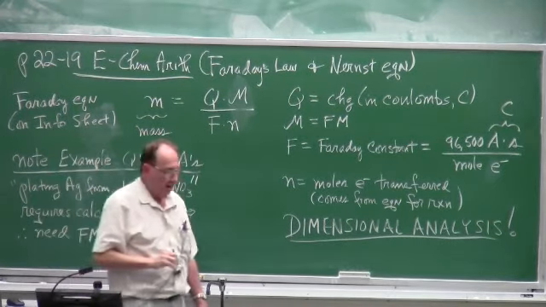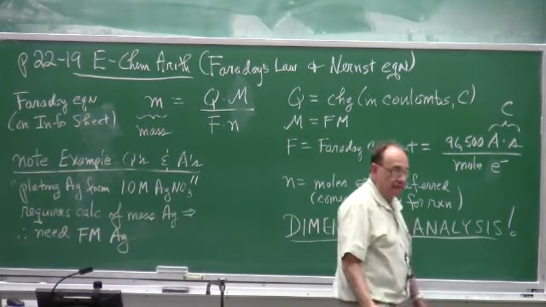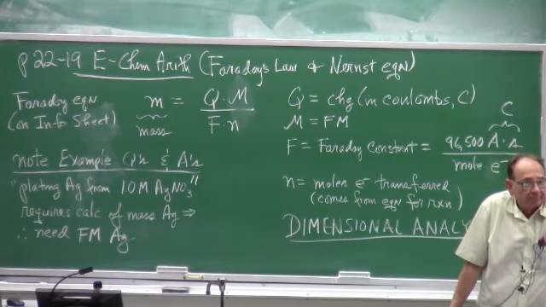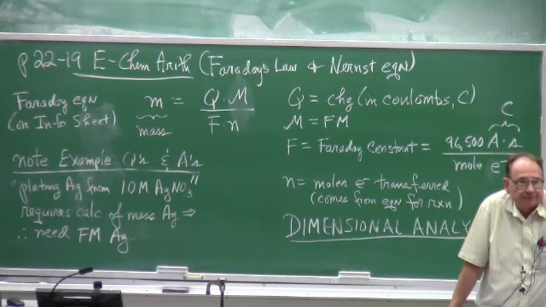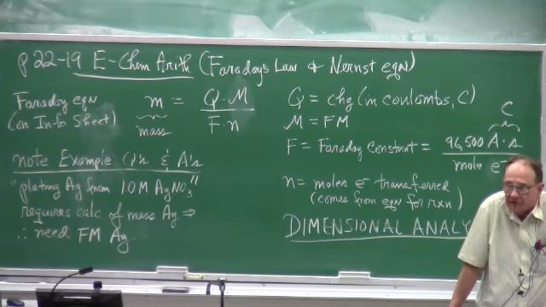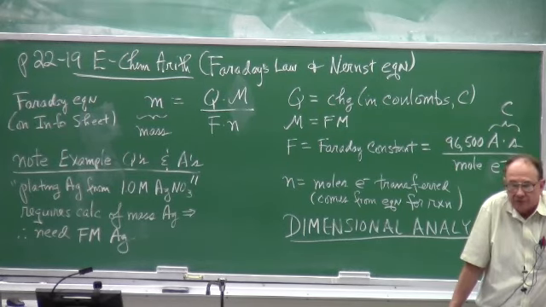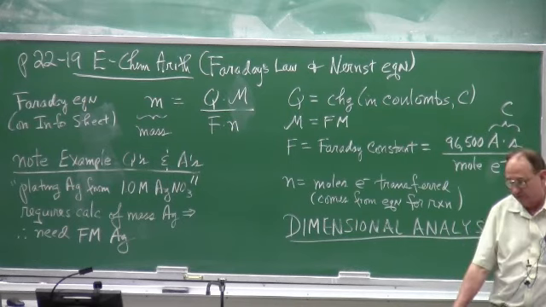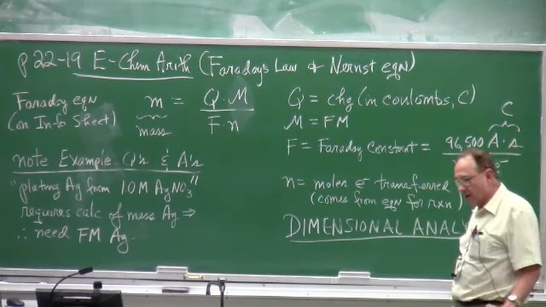Now, Chapter 22, Electrochemistry, we now get to the quantitative aspects of such. In the main, there are two types of general calculations which electrochemists do. Application of Faraday's law, application of the Nernst equation.